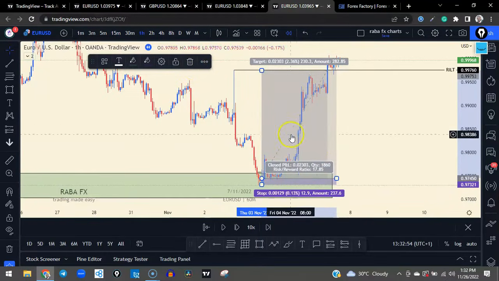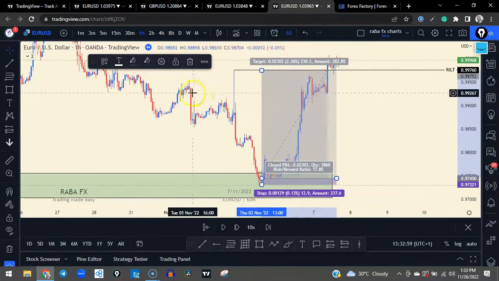It's not a holy grail. I don't want to use the word certainty or guarantee you profit, but all you need to do is backtest this and see if that works for you.